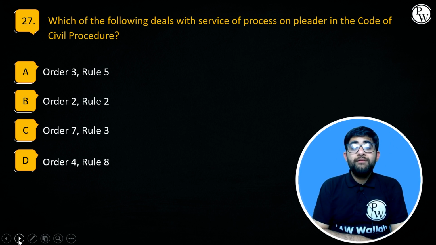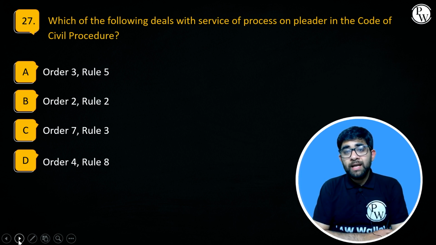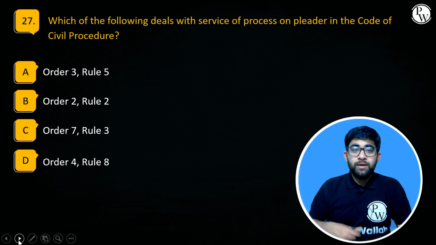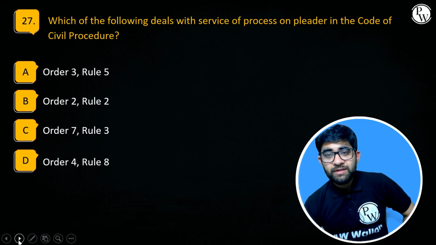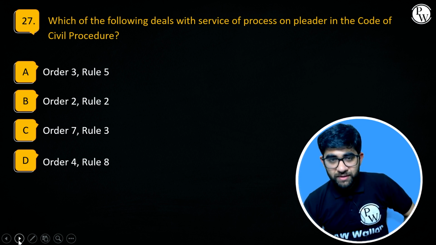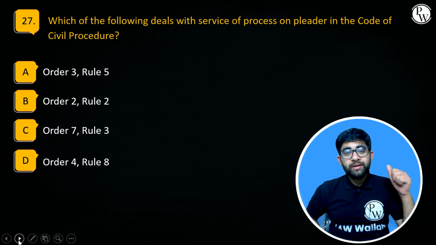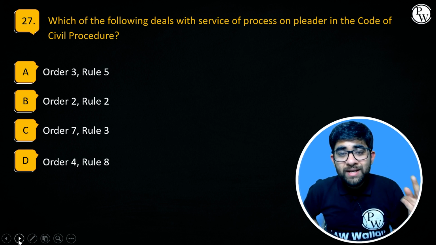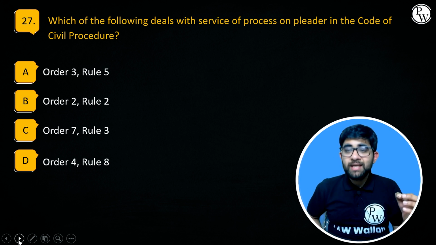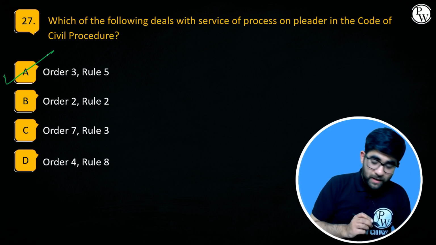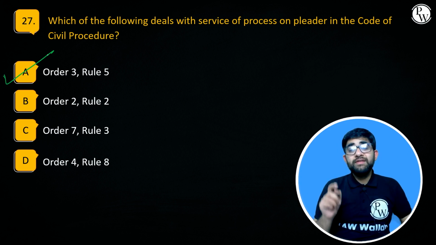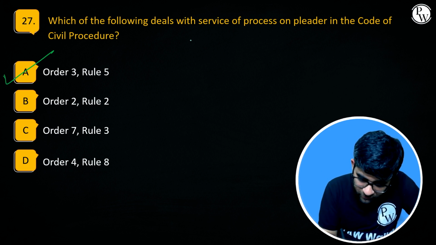Next, which of the following deals with service of process on pleader in the Code of Civil Procedure? Service of process is basically service of summons. The options are Order 3 Rule 5, Order 2 Rule 2, Order 7 Rule 3, or Order 4 Rule 8. The answer to this is Order 3 Rule 5. Now we will see service of summons, right?